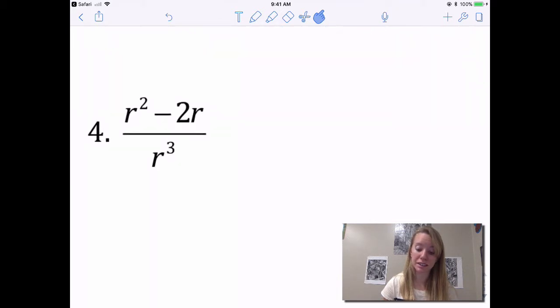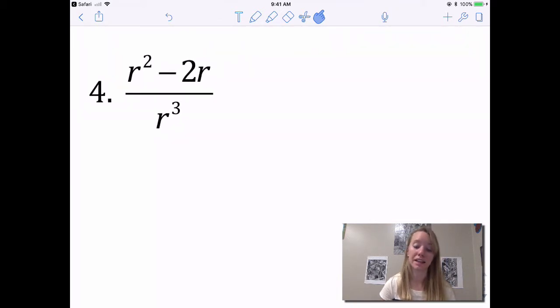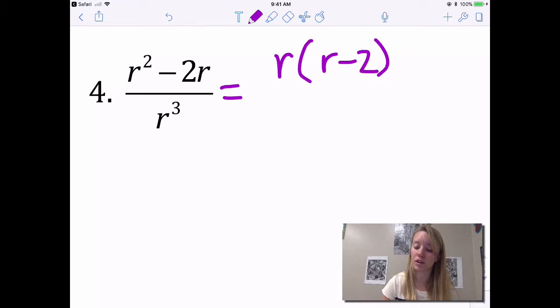Number 4 is very similar. I still want to do some canceling. What you can't do is you can't just start canceling. All right, what I want to do actually is factor. So I'm going to factor out a GCF in the numerator. I have r times r minus 2. Then on the bottom I have r cubed.